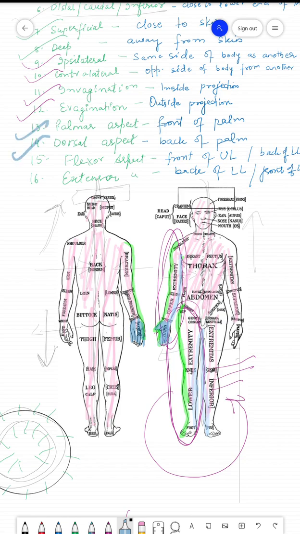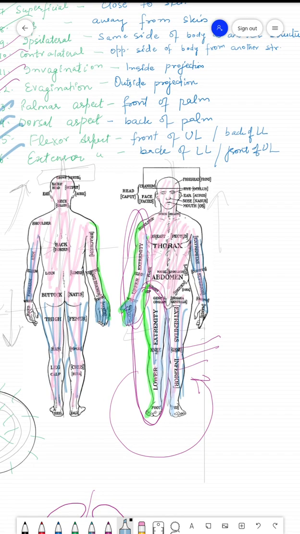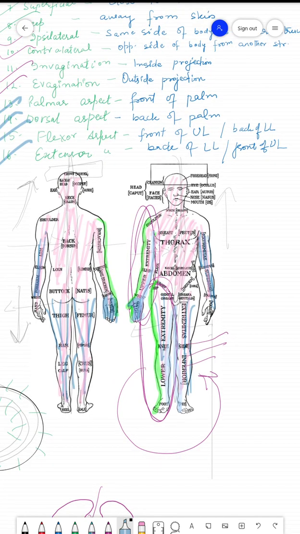Now the flexor aspect. In case of upper limb, the front of the upper limb is known as the flexor aspect, and the back side of the lower limb is known as its flexor aspect. When the origin and insertion come close to each other, that's the flexor aspect. And the extensor aspect: the back of the upper arm is known as the extensor aspect, and the front of the lower limb is known as the extensor aspect. Okay, is it clear?